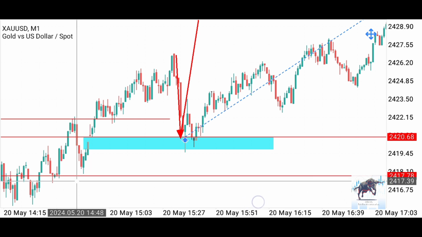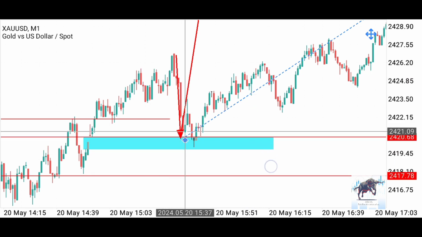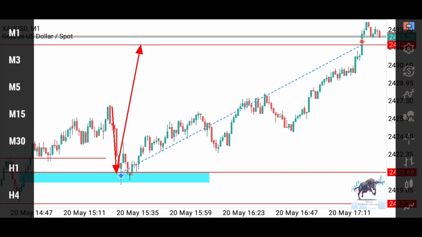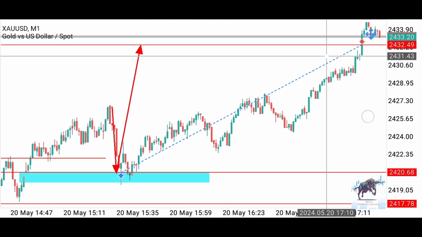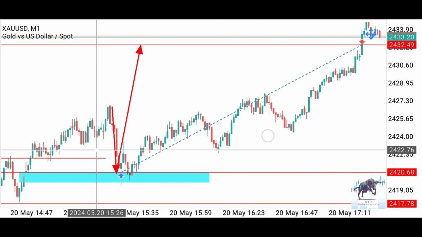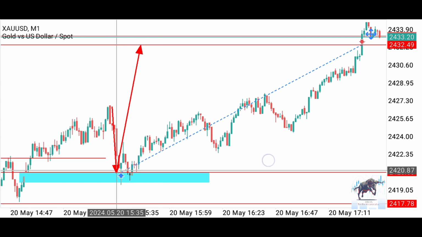And then soon after that, after we got triggered, the market started moving in our favor, and we hit a 1:4 risk reward on this simple trade right here on the 1 minute time frame. So basically guys, that's how you look for trade entries on the lower time frames.